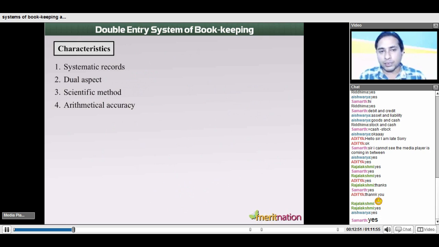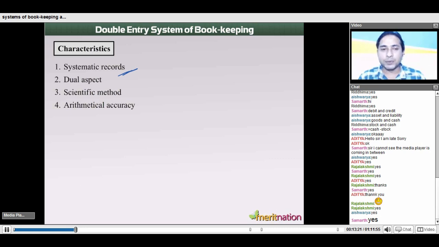Now let's go for the characteristics. We were talking about the advantages and the disadvantages of double entry system. So quickly go through the characteristics. What exactly is systematic record? We have already talked about this. Come on, let's start with the answers. Systematic records. Remember, we have learned about organized and systematic records. What exactly do we mean by this?